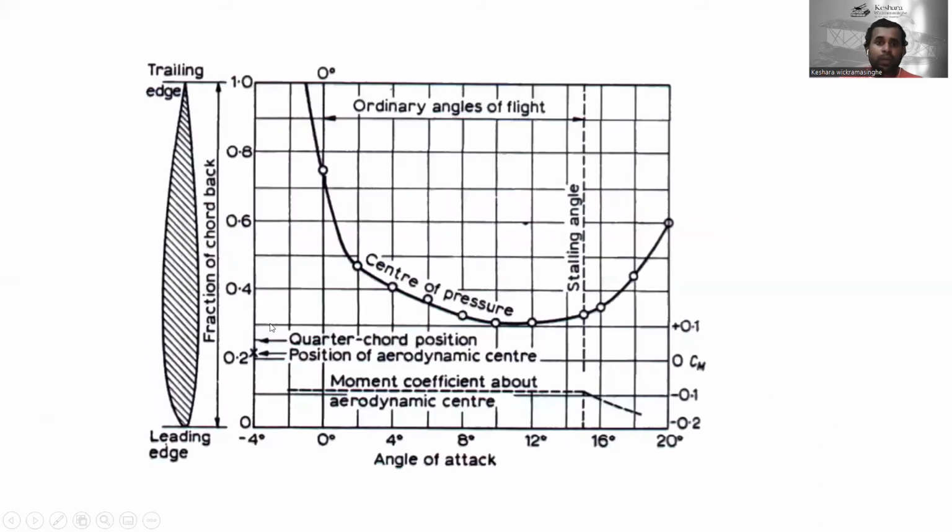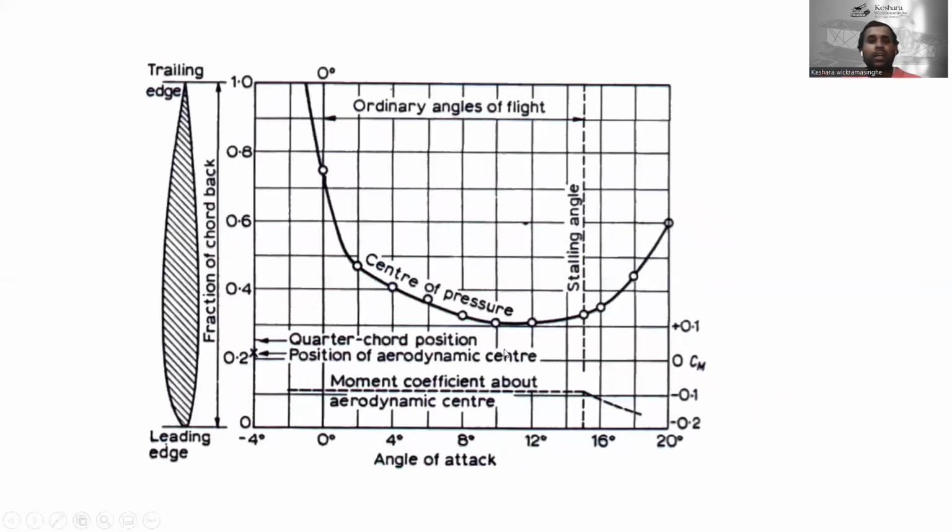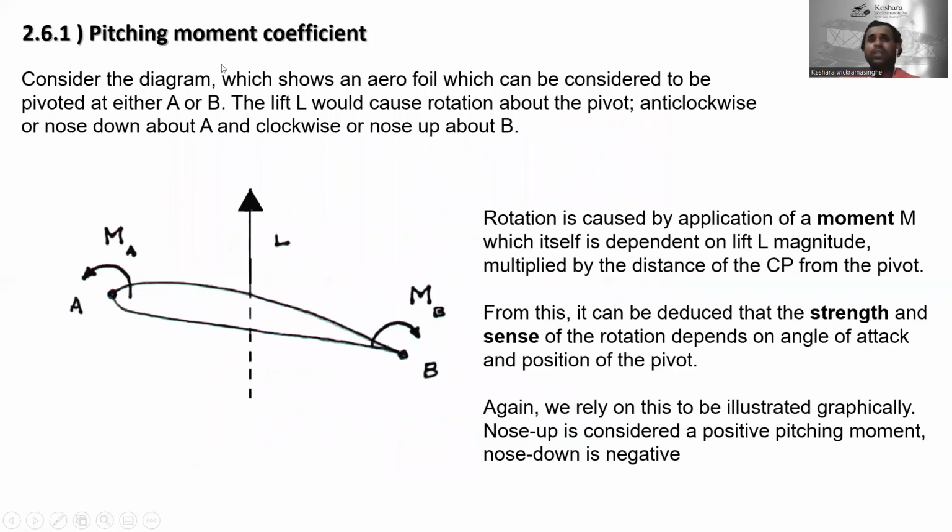Okay, so you can just see this graph, right? Angle of attack, this is the leading edge, fraction of the chord back, this is the trailing edge. This is the quarter chord position, and this is the position of the aerodynamic center, the moment coefficients about the aerodynamic center. This describes these sentences. I don't have time to explain, so you can just read this and see this graph, then you can understand what they said.